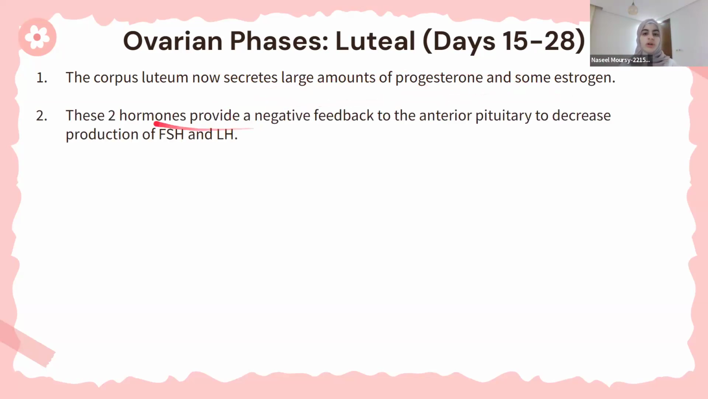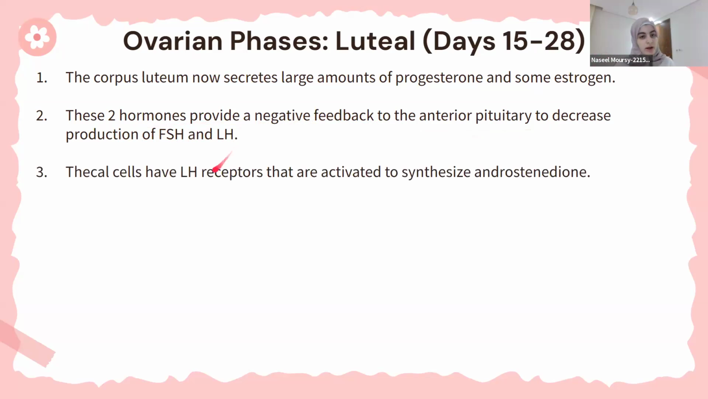These two hormones, estrogen and progesterone, provide a negative feedback to the anterior pituitary to decrease the production of FSH and LH, like we explained before. Okay, because of this, now there isn't much LH to keep the corpus luteum alive, and so the corpus luteum dies.